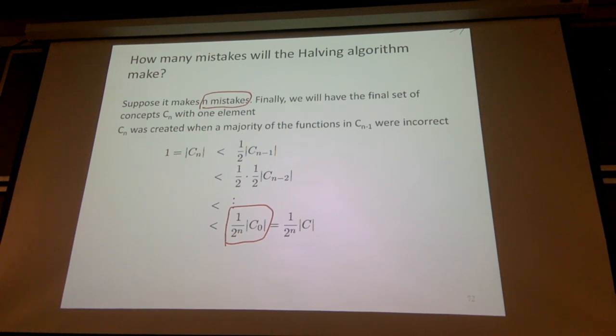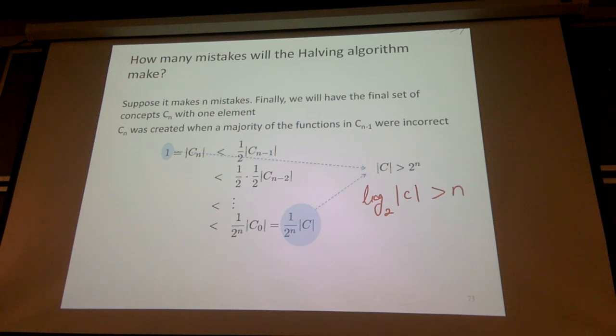But what was C0? How did we initialize the set? It was the set of all the functions in the concept class. So the size of Cn is less than the size of C divided by 2 power n. We can combine those two things and we get that the size of C is greater than 2 power n, where n is the number of mistakes. I can take log on both sides, so log base 2 of the size of C is greater than n, since log is an increasing function, which means n is less than log of the size of the concept class.